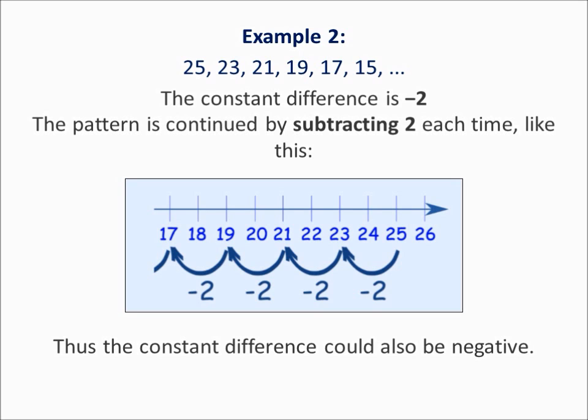So if we begin with the number 25 and we subtract 2, we get 23. If we subtract 2 from 23, we get 21. If we subtract 2 from 21, we get 19, and so on. The constant difference for this sequence is negative 2. Thus, the constant difference could also be a negative number. We are subtracting 2 each time.